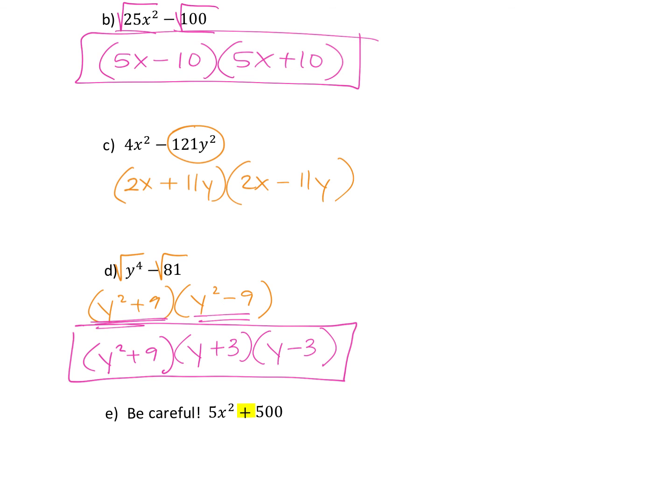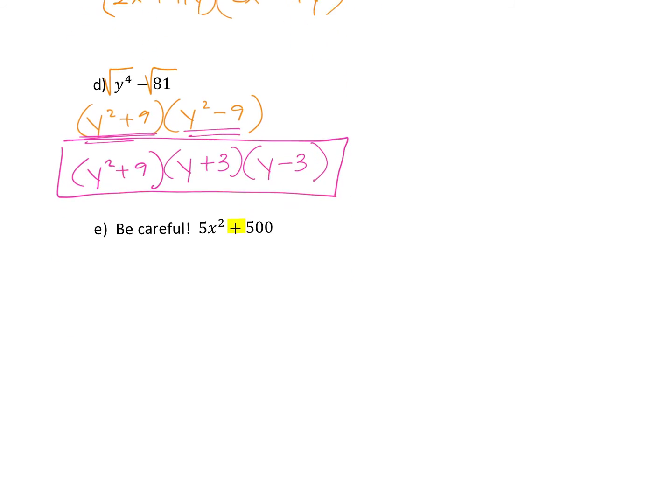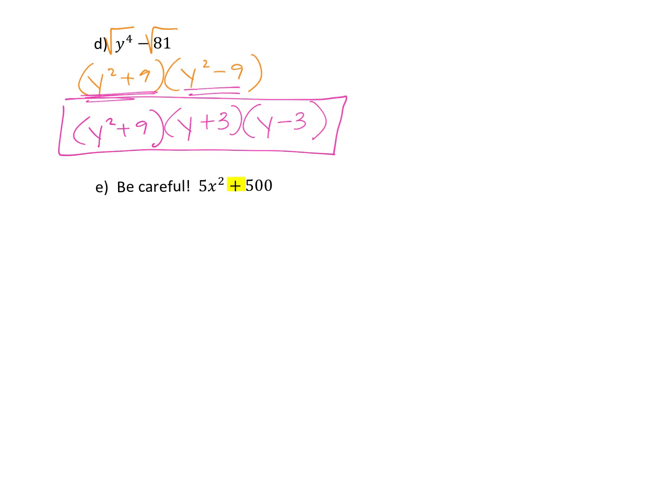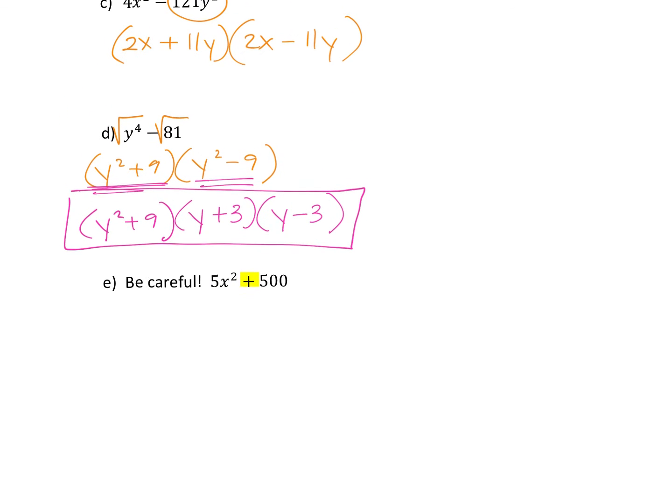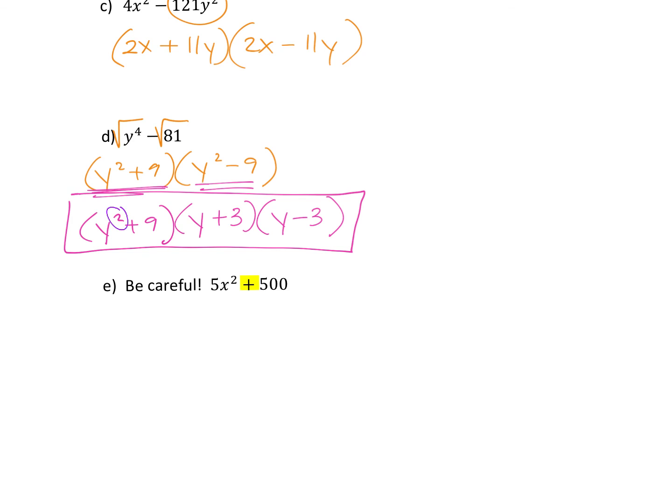Okay, so thinking about that, what do we do with this? x plus 10 squared. Wait, not x plus 10 squared. What do you do first on this problem? A question on the last one: why is there a squared on the y? Because we square rooted the y to the fourth, which is y squared.